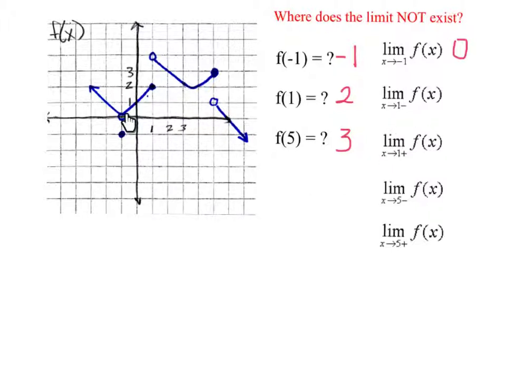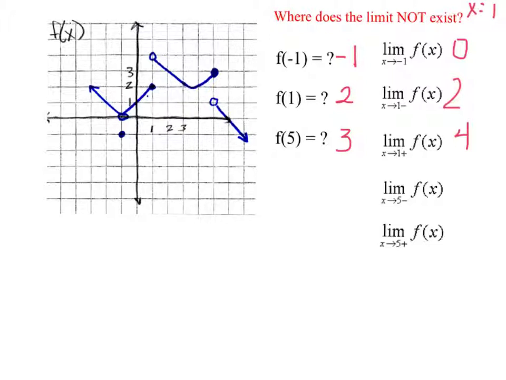Next, the limit as x approaches 1 from the negative side. So as we approach positive 1 from the negative side, we're approaching a y value of 2. Next, we're approaching 1 from the positive side. So approaching 1 from the positive side, we're approaching a y value of 4. So you'll notice that actually at 1, since it's approaching 2 from the negative side and 4 from the positive side, the limit at 1 does not exist. So we could go back up here and say, well, where does the limit not exist? One spot is x equals 1.